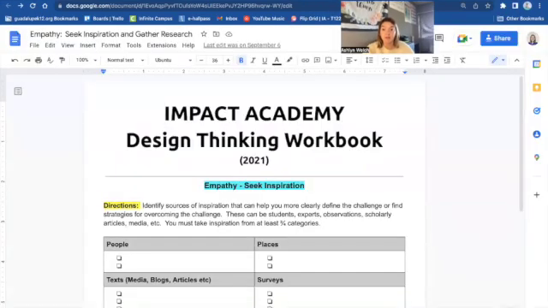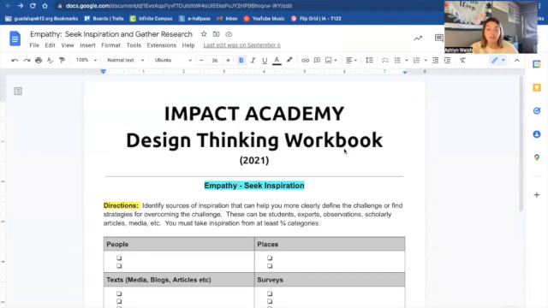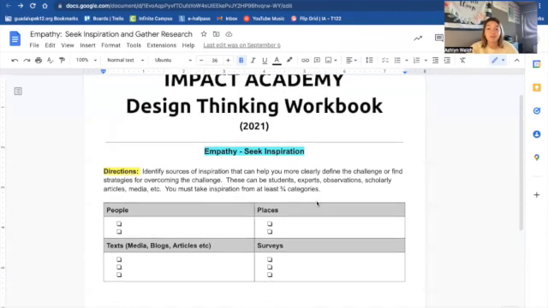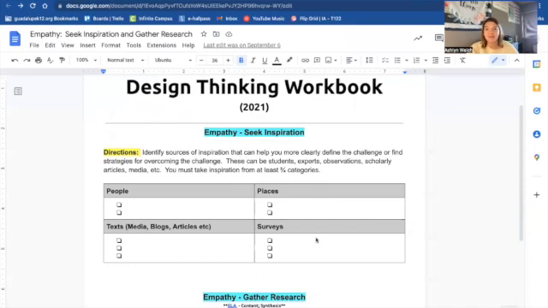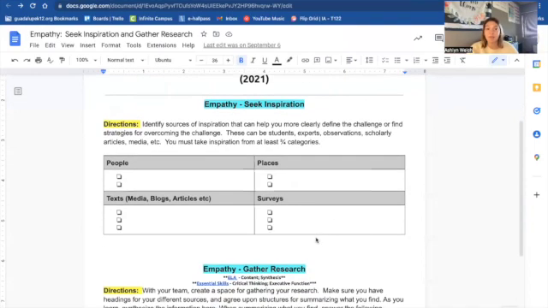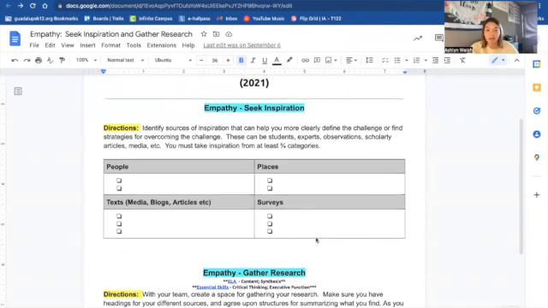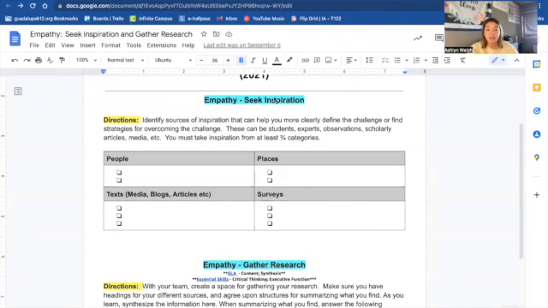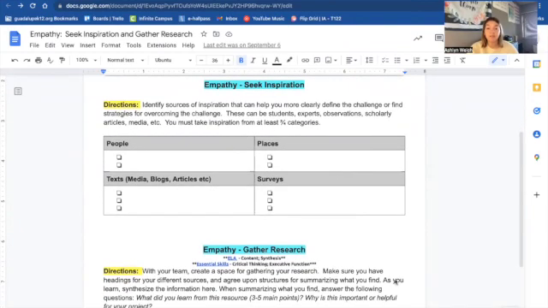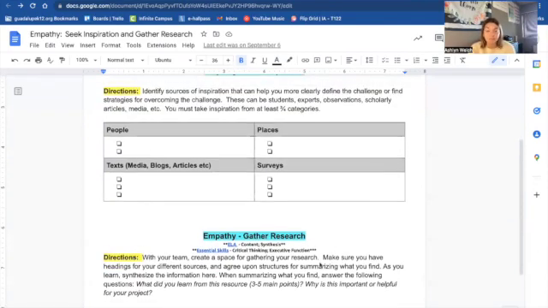team. Okay, awesome. So in this document, this is the preliminary or the beginning research that you're going to do as you start to brainstorm solutions for your problem and your challenge statement. Okay. So the first thing you're going to do is seek inspiration. You're going to find sources of inspiration that can help you define the challenge or strategies for overcoming the challenge. I want you to think of anyone or anything that you could get information from.